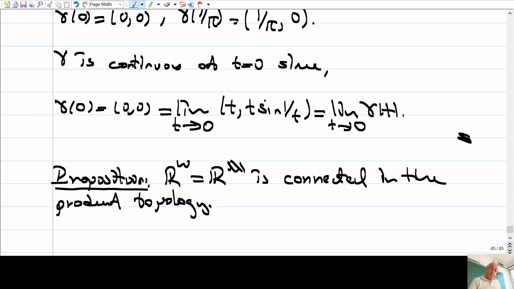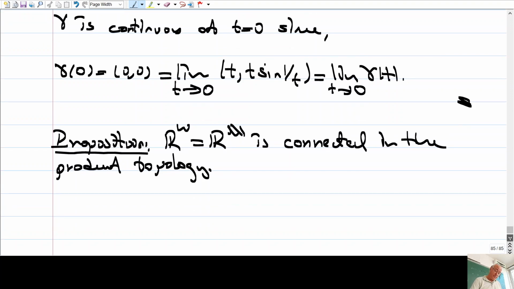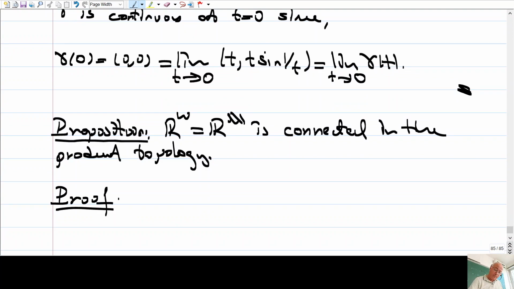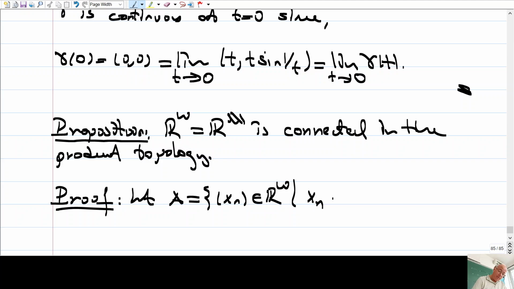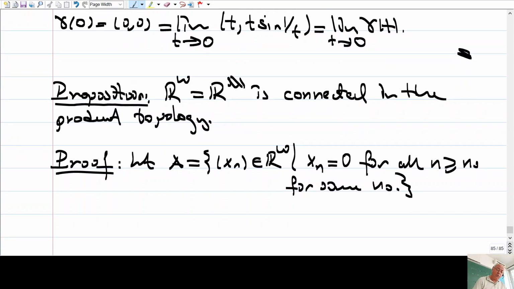Oh, sorry. So this is the last thing I'll do in this section, that R omega, in other words, the space of all real valued sequences with the product topology, is connected. Why is that? Well, it is because of the following. Let A be the following subset. I look at all sequences in R omega so that x_n is 0 for all n greater than n0 for some n0. So the set of sequences which are eventually 0.